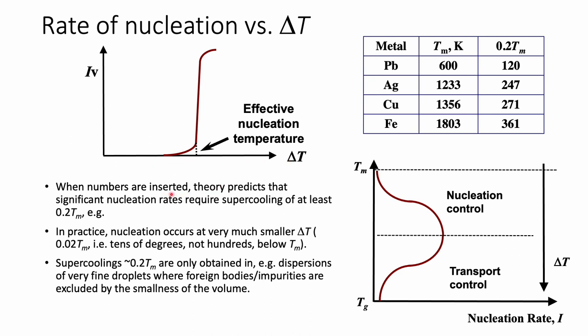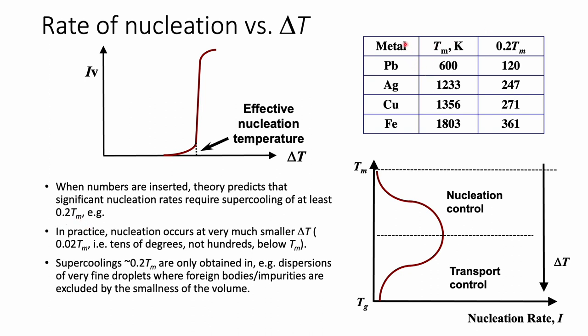Based on the theory, the calculation says if you try to get a very clear value for the nucleation rate, the delta T in terms of the casting processing, or for the solidification, the transition from liquid phase to solid phase, at least you need the delta T value to be 0.2 multiplied by Tm.